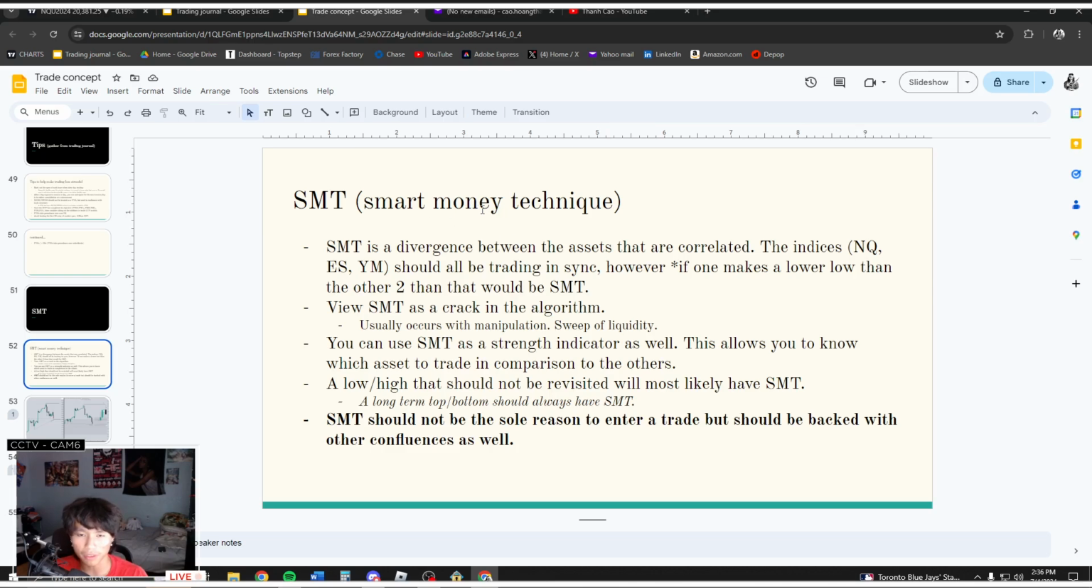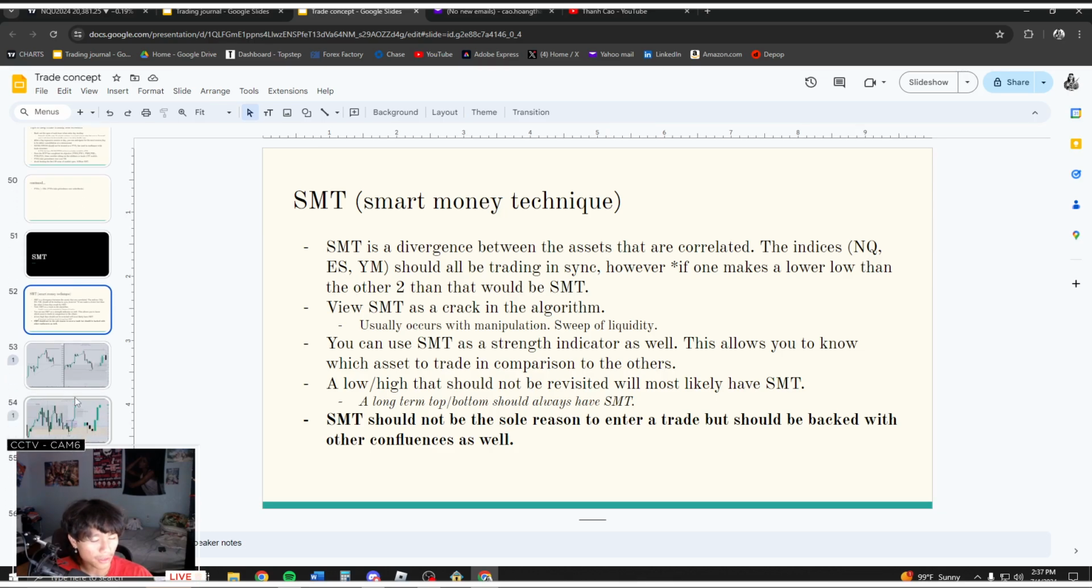SMT is a smart money technique. It is basically an indicator that compares the correlated assets that you are trading, and SMT is fractal. It can be used as a strength indicator. It can be used as a confluence to your trade, and it can also indicate when a market has topped or bottomed if there is SMT between whatever correlated pair that you are trading.